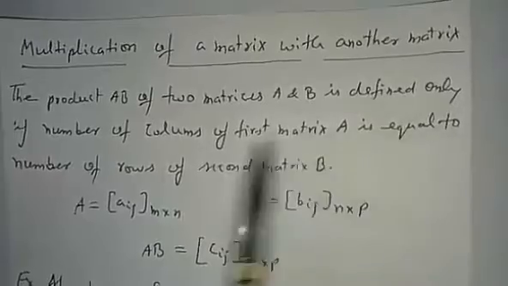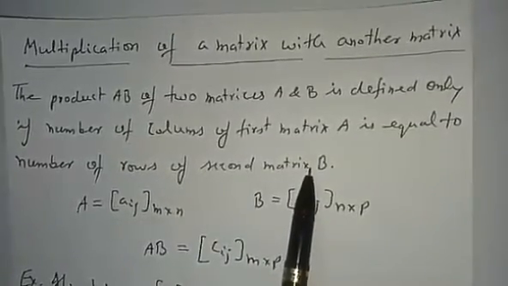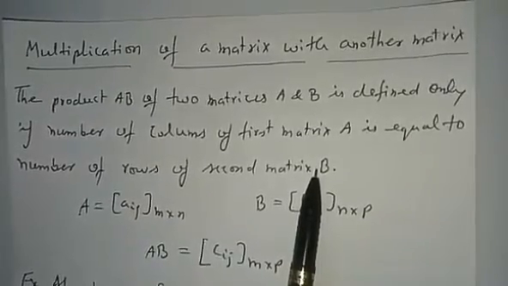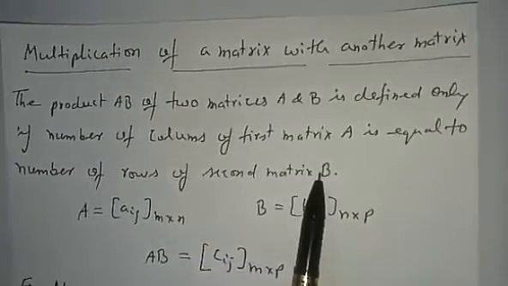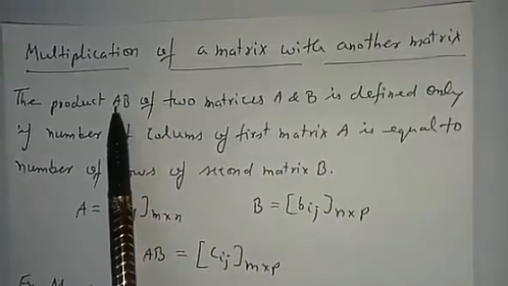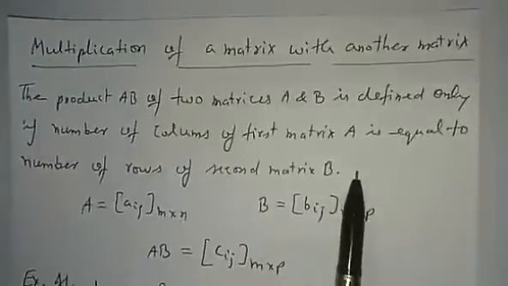is equal to number of rows of the second matrix. So matrix multiplication is not always defined. It is defined only in the situation if number of columns of the first matrix is equal to number of rows of the second. Only this situation is defined.